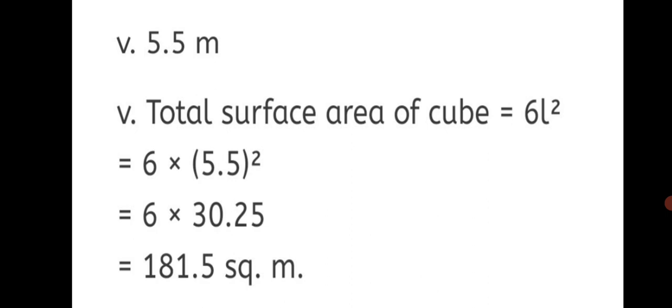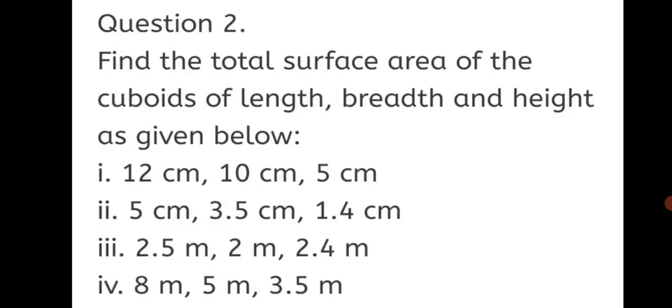So this way we have solved 5 sub questions where side of the cube is given, and we have to find total surface area of cube using the formula total surface area of cube is equal to 6L square, where L is the side of the cube. So we have finished question number 1, 5 sub questions. Moving on to question number 2.